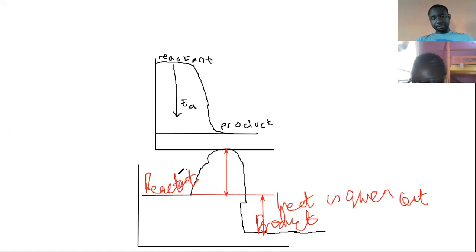For exothermic, we said the energy of the reactants is greater than that of the product. If that's the case, the reactants will be here, the products will be here. Now, this gives us the activation energy, and this shows where heat is given out by the product. Do you understand that now? Yes. Okay, that's cool. Remember, we said that delta H is negative. Delta H is negative.